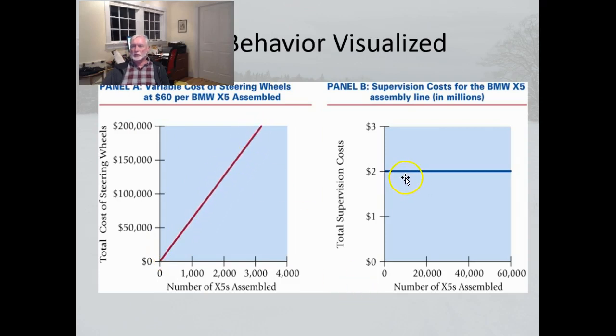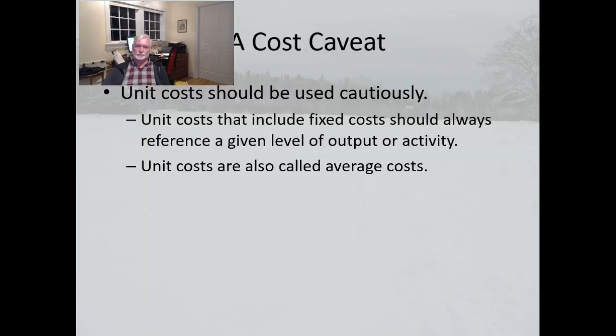However, we have supervisory costs on the assembly line, which no matter how many cars we produce, don't change, within the relevant range anyway. So that's a $2 million cost, and it stays the same all the way across. Whether I'm producing 20,000 units or 60,000 units, my supervisory cost stays the same. And here's where you'd get outside the relevant range. At some point, we're going to have to open a second assembly line to produce more cars, and we'll need more supervisors. But within the capacity of one assembly line, we have a fixed cost.